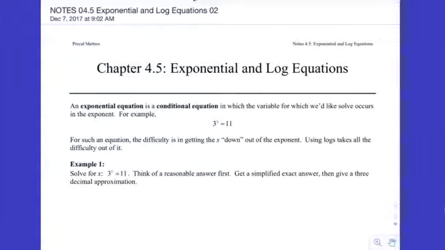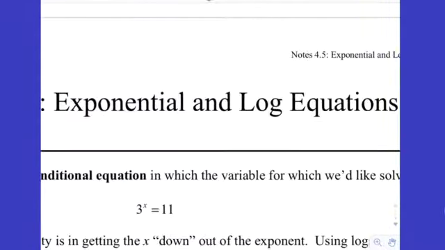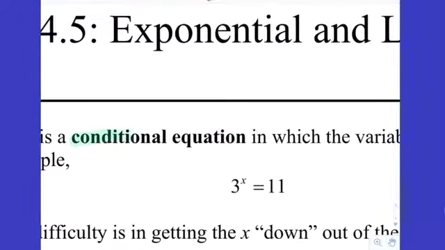Now, a little bit has shown up in the previous sections in terms of solving equations, but those were kind of easy examples. And this section, 4.5, is entirely dedicated to the pursuit of solving these exponential equations and log equations. And so they're going to be a little bit more fun than the ones we've seen so far in the previous sections. All right, so first of all, we're going to be looking at conditional equations.